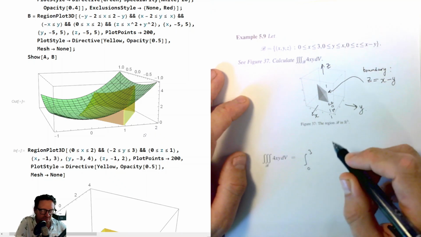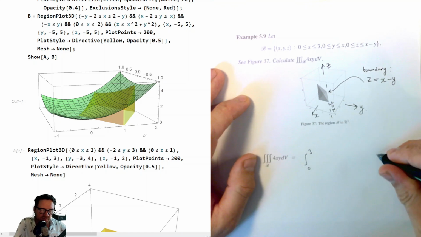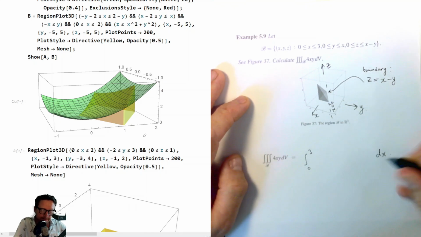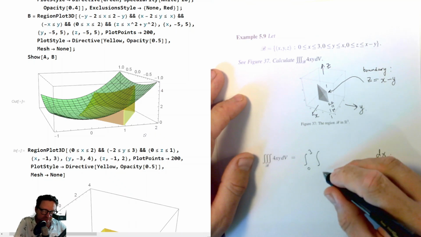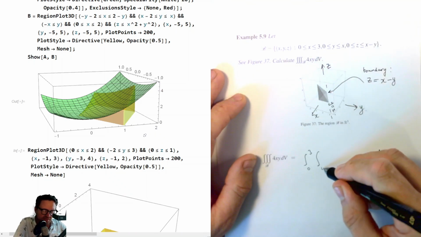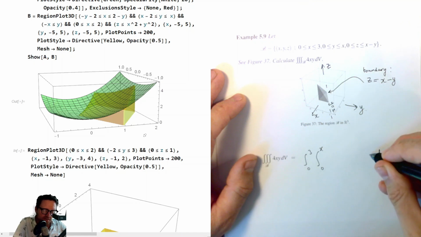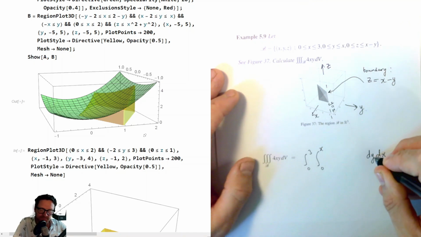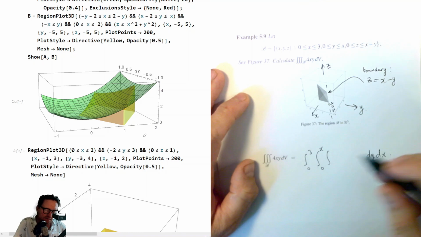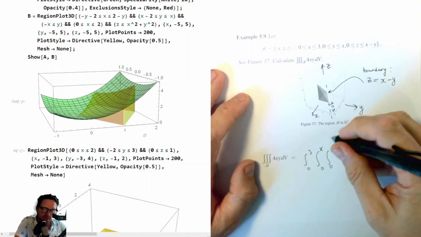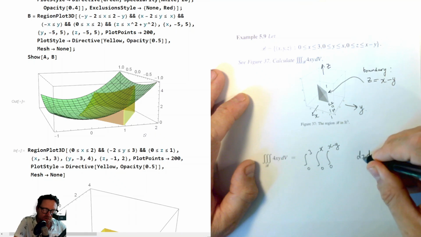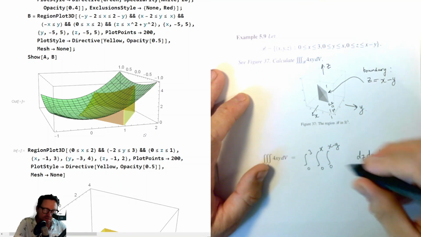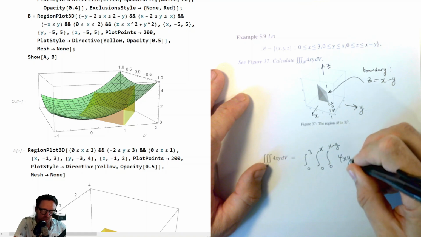So 0 to 3 for x. So then that goes with a dx out here. And then next we put 0 to x. So that's for the y. That goes with a dy. And then 0 to x minus y, going with a dz. Okay, what are we integrating? 4xy.